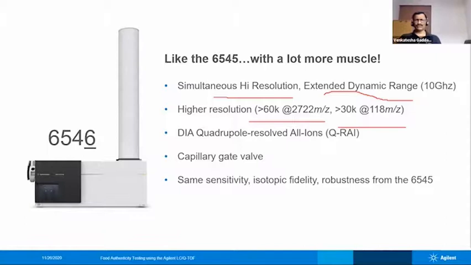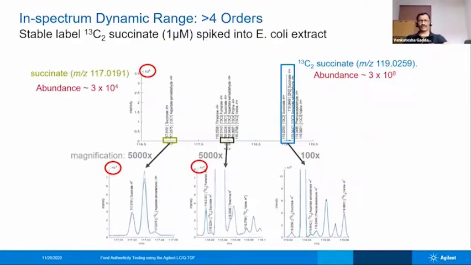There are new data independent acquisition modes also available. And in order to make sure that the instrument has minimum downtime, we have a capillary gate valve so that you can clean the instrument without shutting it down. And then the sensitivity is the same as our older instrument 6540, a very rugged, robust instrument.